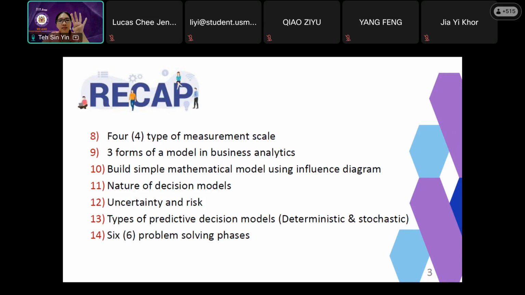My last question here: what are the 3 forms of model used in business analytics? Written, visual, and mathematical model. Very good. I think the fastest answer came from Tan Yao Xiang. Thank you. With that, I end the session for chapter 1 and I pass it to Dr. Ng.